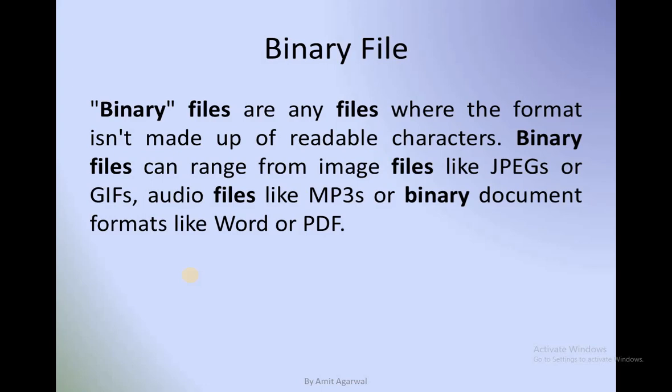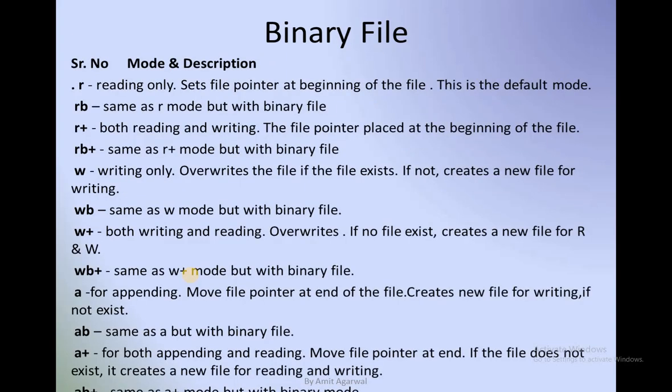Binary files can range from image files like JPEGs or GIFs, audio files like MP3s, or binary documents like Word or any PDF. You can say that binary files are not readable but they are printable. Alright. So in a binary file we have to follow some modes in order to operate a file.